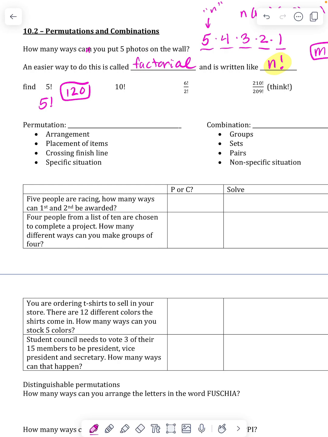So 10 factorial is going to go 10, 9, 8, 7, 6, 5, 4, 3, 2, 1. But I don't want to have to do all that out, so I'm going to go ahead and do 10 factorial, and that is this big fat number. I don't care what the number is, I just care that you're able to figure out how to get that on your calculator, so figure that out.